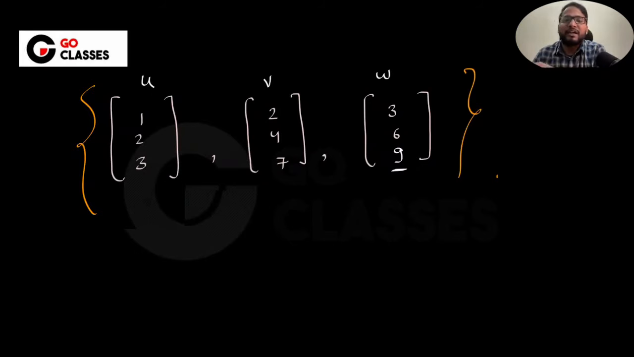Someone is asking what is the way to decide. I will tell you the way, don't worry, just be with me, okay? I will not skip even a single thing. I will tell you how to check. Basically, you need to put all of these vectors in a matrix, then you need to check the rank.